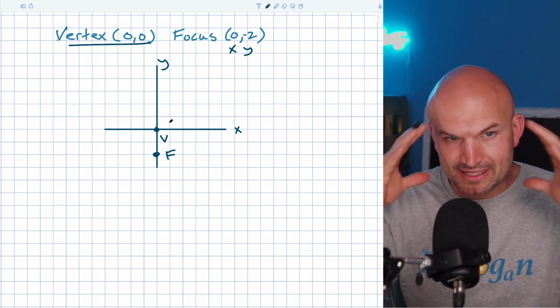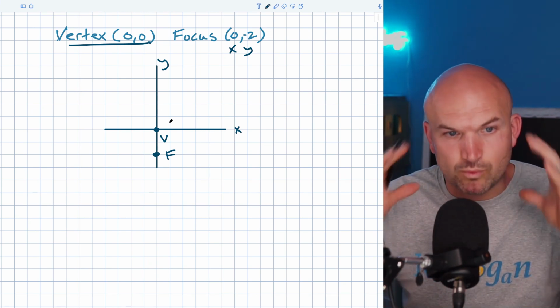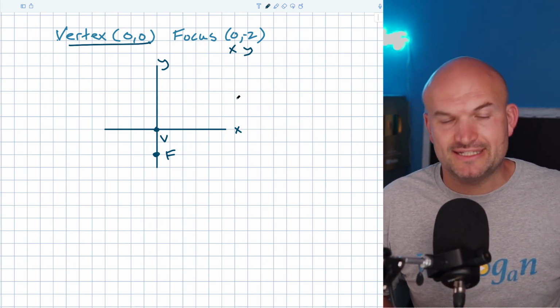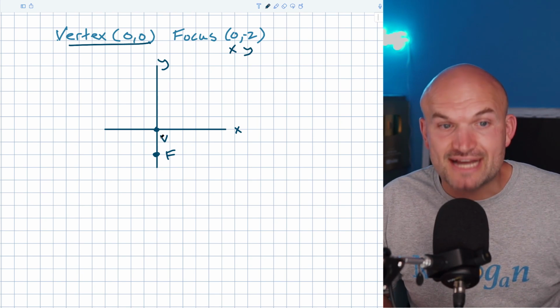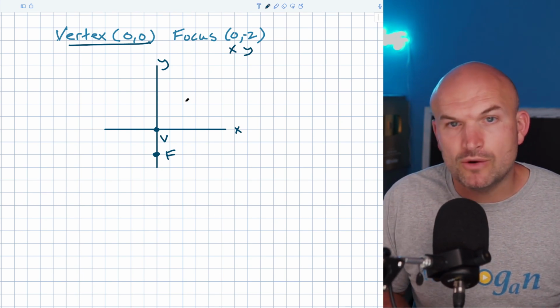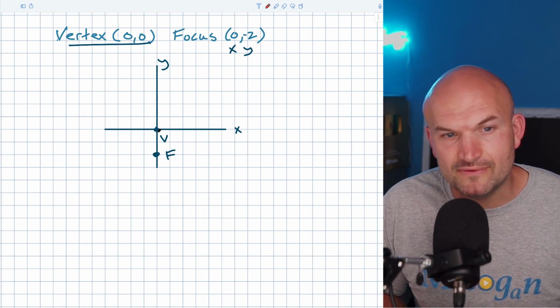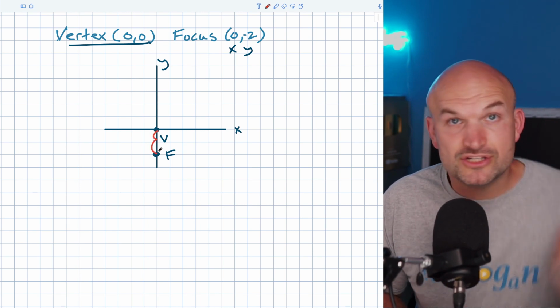Now, again, the main thing I need you to understand is what is the value of P? So P is what we call our focal length. It's going to be the distance from our vertex to our focus. Okay, so we can simply go ahead and count this, right? To go from V to F, we can say 1, 2, it's just going to be 2 units.